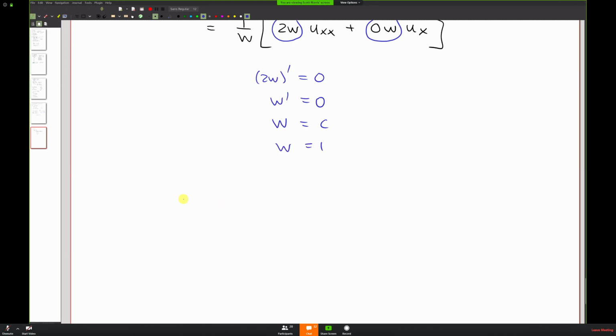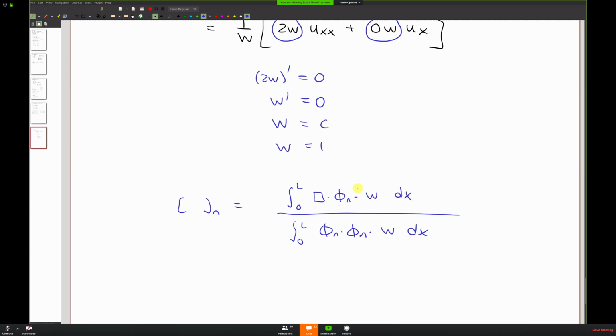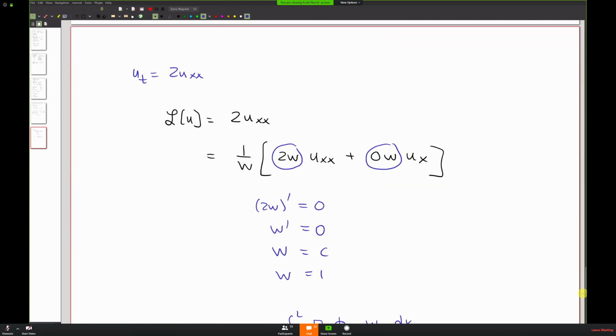Here's why that doesn't matter. When we're taking the transform of something, we are taking an integral from 0 to L of something times phi_n times W dx, divided by the integral from 0 to L of phi_n squared times W dx. If I multiply W by a constant, I can pull that constant out of the top integral and out of the bottom integral and they cancel, so they don't change the value of the transform. Even though the operator is 2 u_xx, the weight function is still just 1, and it's already in Sturm-Liouville form.